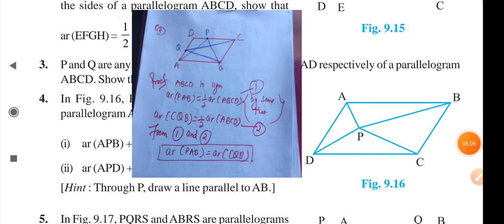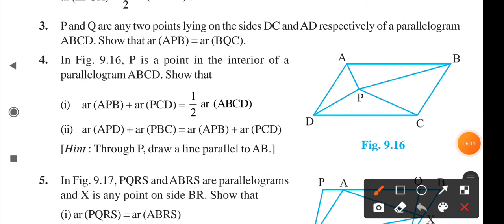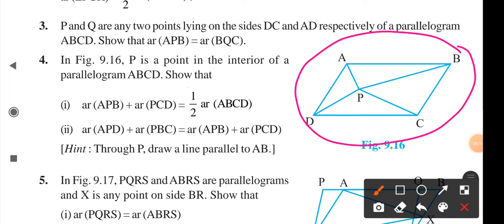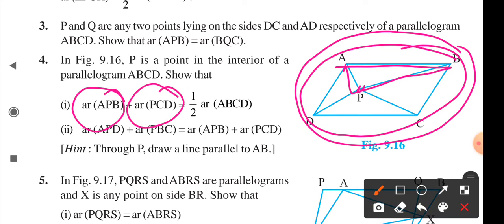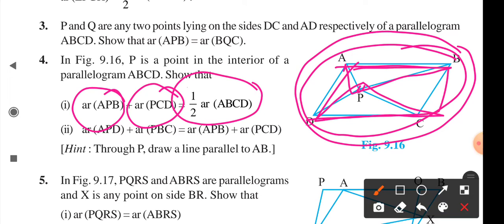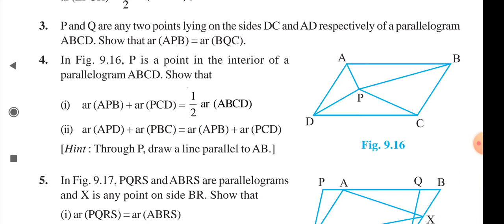Now moving to the next question. Question number 4. You can see that this is the figure of question number 4, and we are given a point P inside a parallelogram ABCD. We have to find out that the area of APB, that means the upper triangle, plus the area of the down one, PCD, is equal to half of the area of ABCD. This we have to find out.